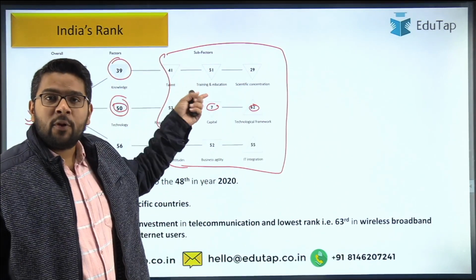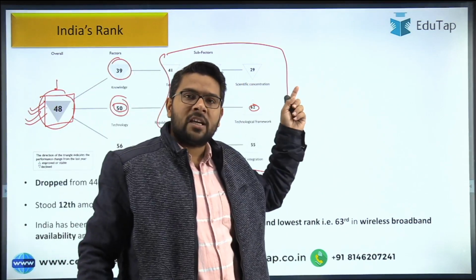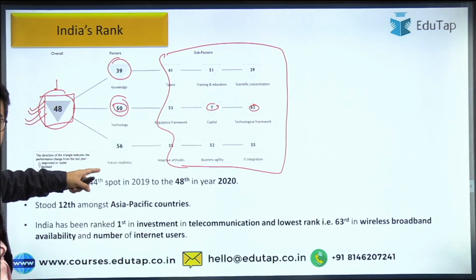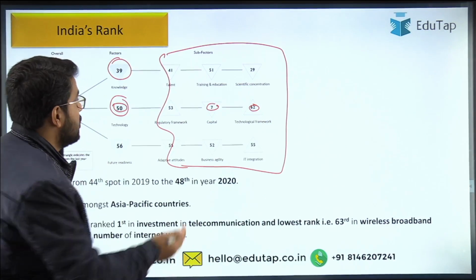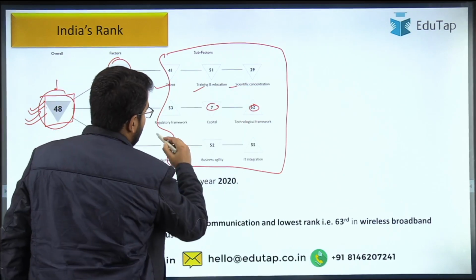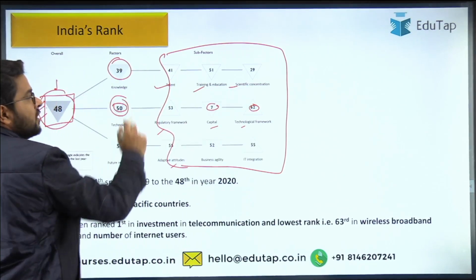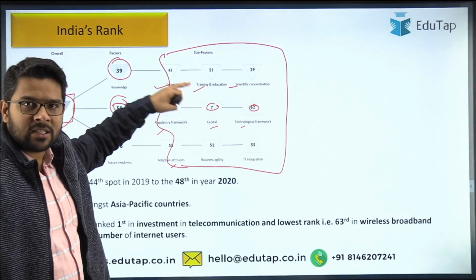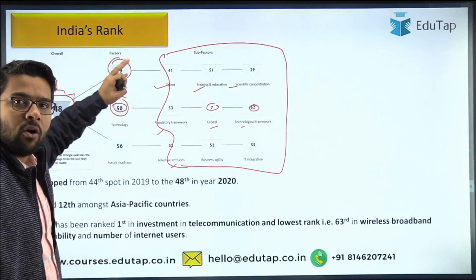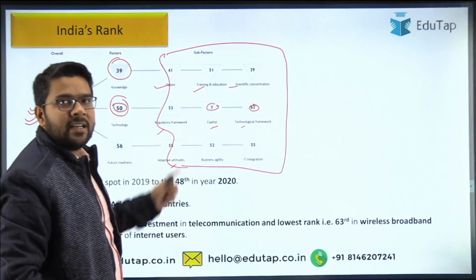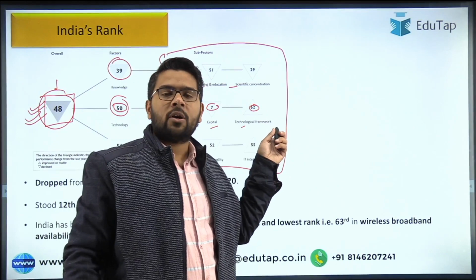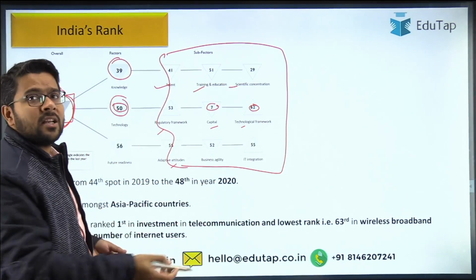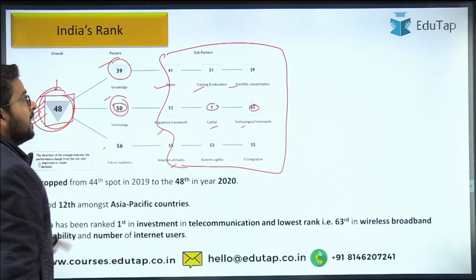Guys, if you remember the previous slide, in the methodology I mentioned that there are 3 factors, that is knowledge, technology and future readiness, and there are 9 sub factors. So here are the 9 sub factors which you can refer to. Under the knowledge domain, there is talent, training and education, scientific concentration. These are not only for India but common for all the economies. So these are the 9 sub factors. I added this slide just to give you an idea of what the 9 sub factors are. The important part is the overall rank, and in the rarest of the rare scenario, the individual rank in factors.